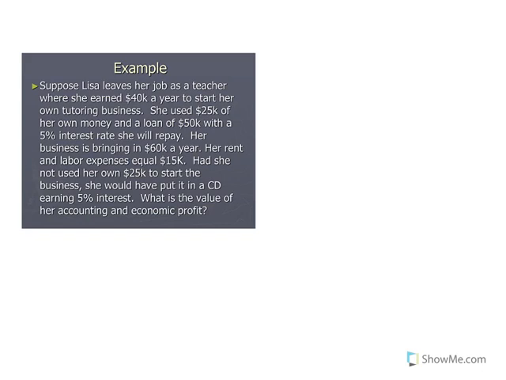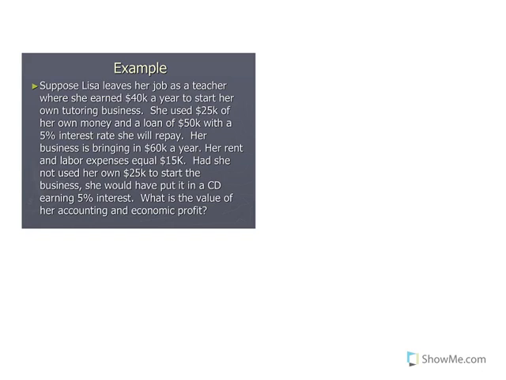For her first year, her business is bringing in $60,000. Her rent and labor expenses equal $15,000 for that year. And had she not used her own $25,000 to start the business, she would have put it in a CD earning 5% interest. So again, the first thing we do is calculate the accounting profit, where you just take the total revenue and subtract out all of the explicit costs.